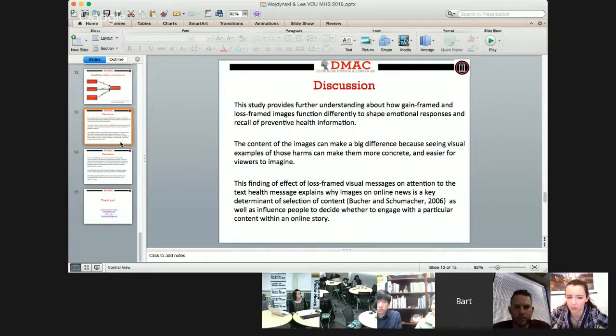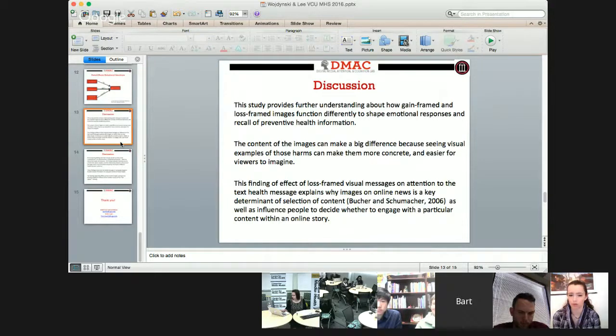So just some discussion points. The study provided a more nuanced understanding of how gain-framed and loss-framed images work. If you look at the major meta-analyses, the stuff that O'Keefe and Jensen have done, they'll even say that they looked at all these studies that had applied this prospect theory model to preventive and detective health behaviors, and none of them systematically manipulated images. A few of them manipulated images only in the context of manipulating everything else together. So we think our study is one of the first to actually orthogonally manipulate images and text.